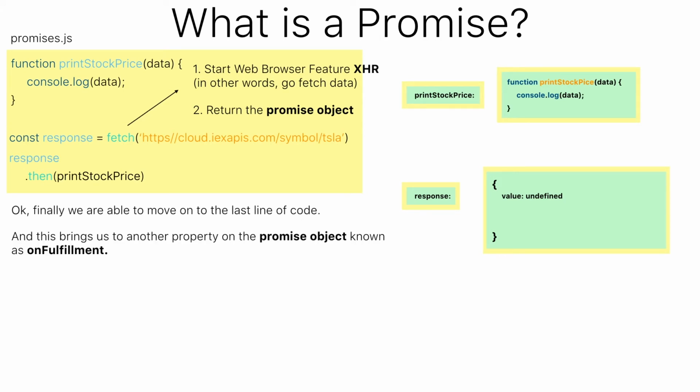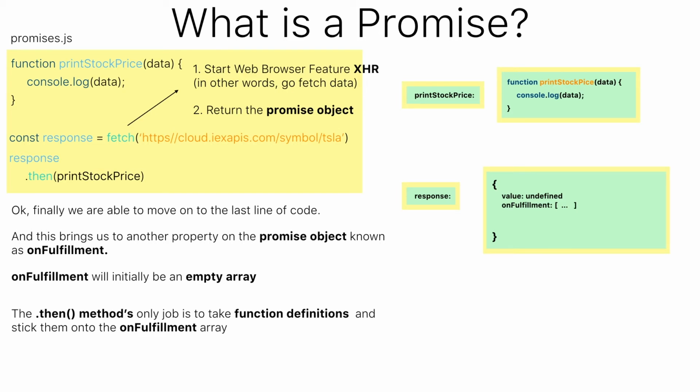This brings us to another property on the promise object, and that property is known as onFulfillment. onFulfillment will initially be an empty array. I've gone ahead and updated the promise object to show the onFulfillment property, which contains an empty array. So the .then method's only job is to take function definitions and stick them onto the onFulfillment array. Let's go ahead and update the onFulfillment array, and to it, let's give it the print stock price function.